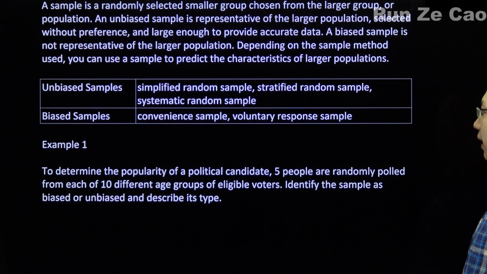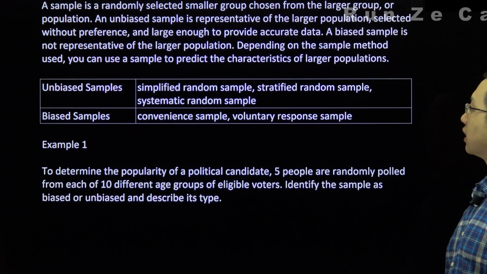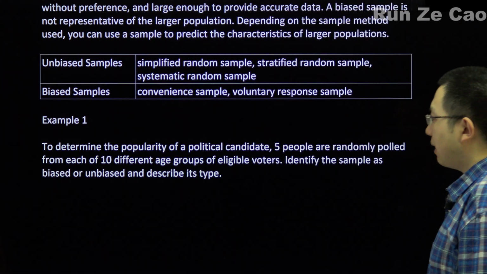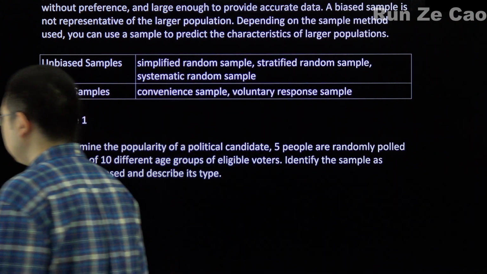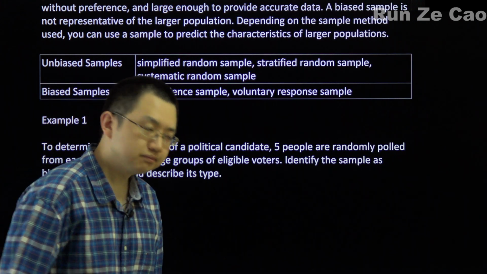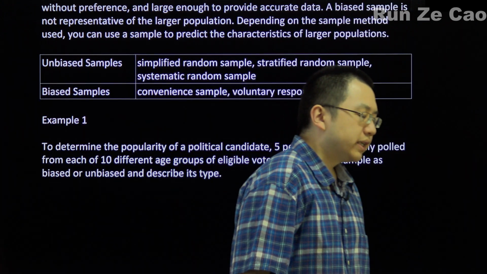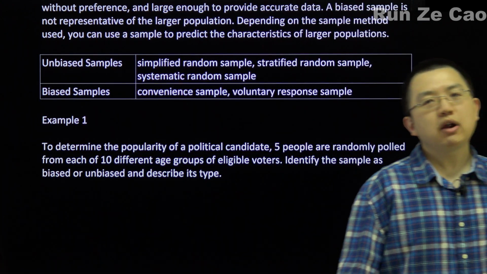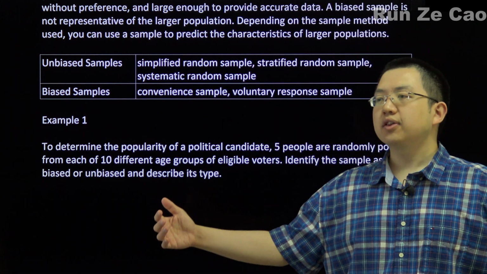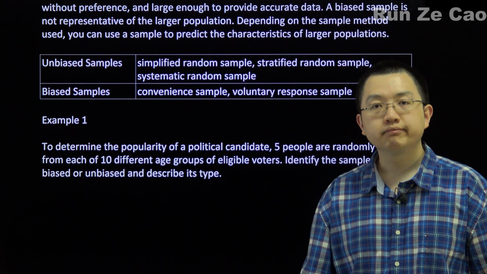Okay. Depending on the sample method used, you can use a sample to predict the characteristics of larger populations. Unbiased samples include simple random, stratified random, or systematic random sampling. So what are these? A simple random sample is like you have your whole class, you put all their names in a hat, and then you pull random names from the hat.